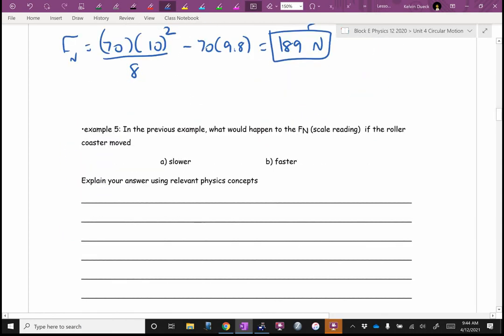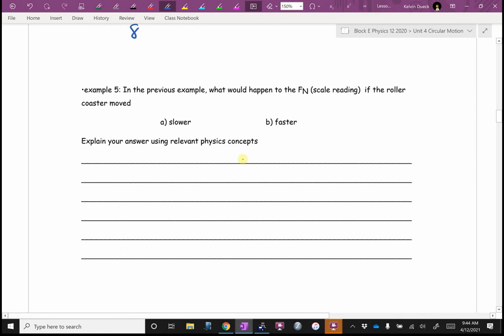In example 5, what would happen to the scale reading, the normal force, if the roller coaster moved A, slower, B, faster? You know what? How about I do that and I'll answer part A on the left and part B on the right.